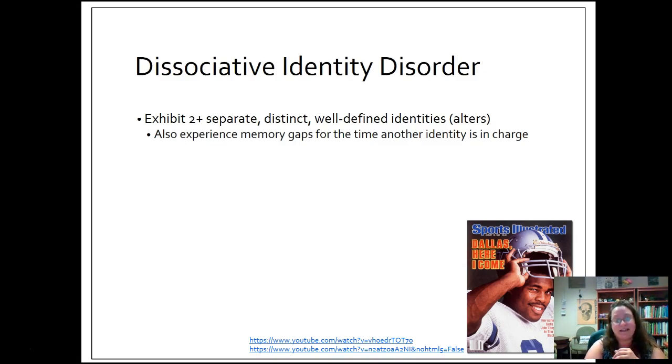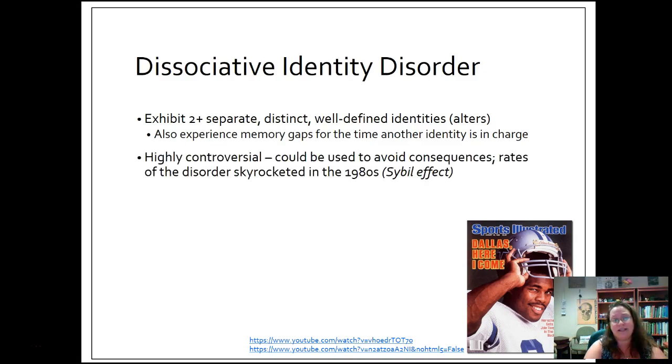One that you've probably heard of, though, the dissociative disorder you're probably familiar with, is what we used to call multiple personality disorder, but now we call this dissociative identity disorder. With individuals with DID, they have at least 2, oftentimes more, separate, distinct, and well-defined alters. So it's almost like having 2 or 3 people living within that one body or that one brain. And they can also experience memory gaps when another identity or alter was taking over at that time.